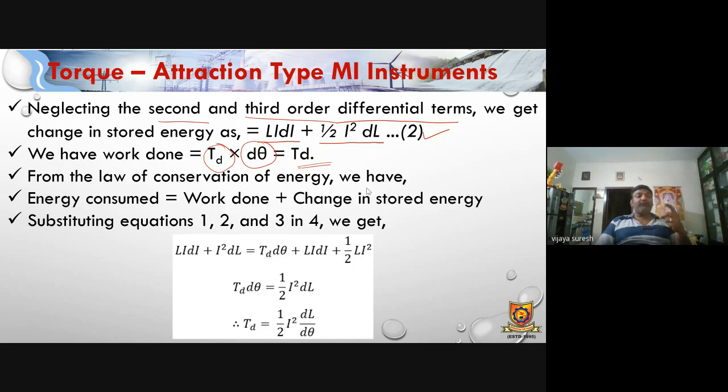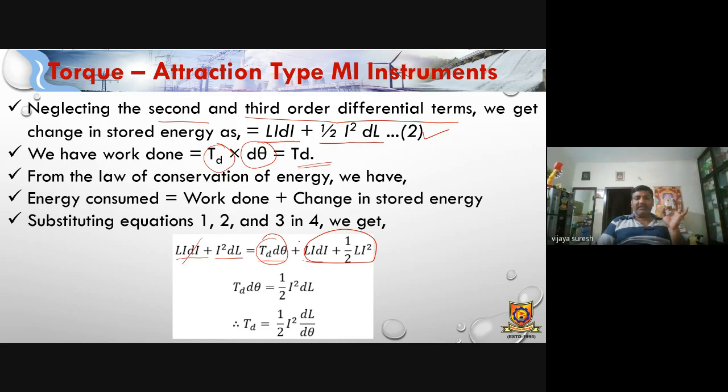So how much work has been done as an output? Work done means the deflection made by the pointer, and stored energy means how much energy is being stored in the coil. These two things we need to add for the total energy consumed. So we substitute these expressions. We get Li di plus I square dl equal to Td d theta plus, this is the deflection torque, and this is the stored energy. So the total value we can calculate like this, and we can simplify.